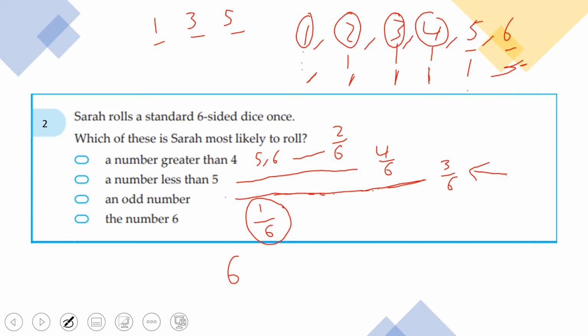This one will happen 3 times out of 6. This one will happen 2 times out of 6. This is the biggest one, the most likely. 4 times out of 6, we expect to see a number that is less than 5. So that is the answer.